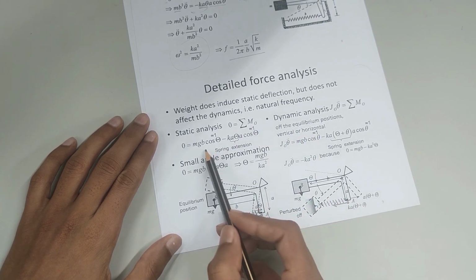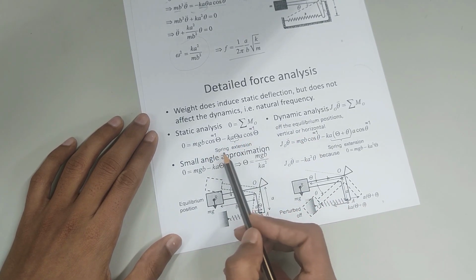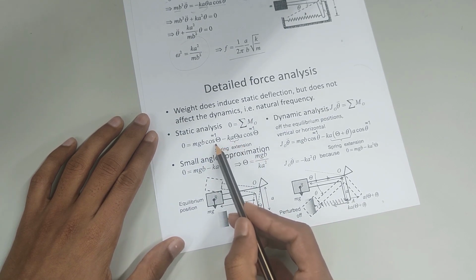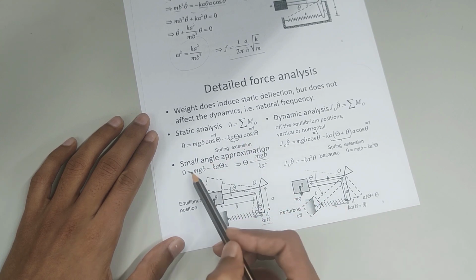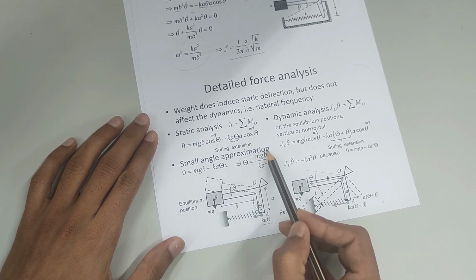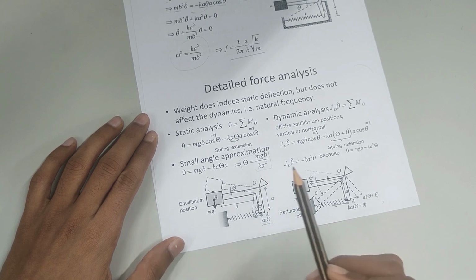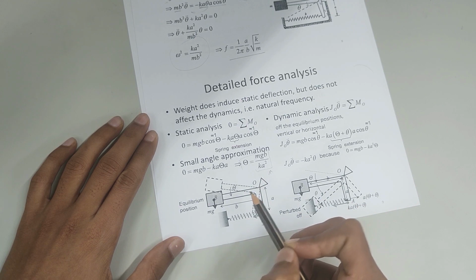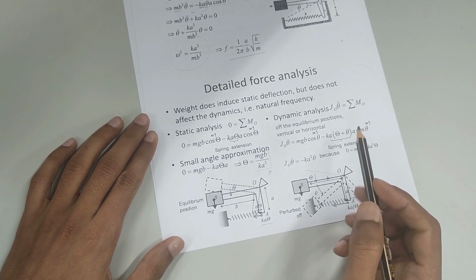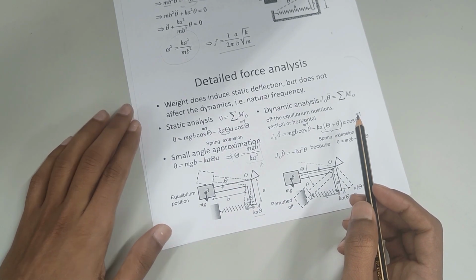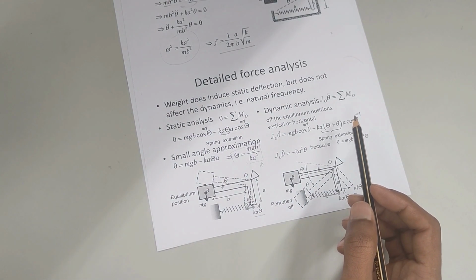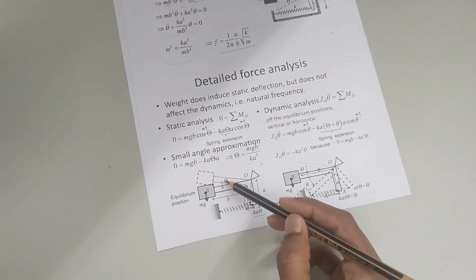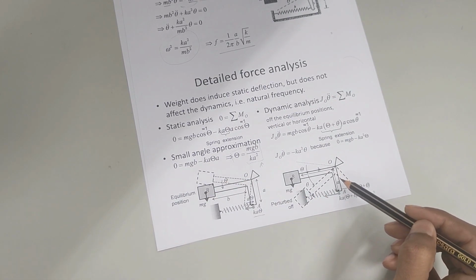So we take the moment about O equal to 0. For a small angle, cos psi is equal to 1. So we will get psi is equal to m g b by k a square. This is for the static analysis, where we get the angle psi. Now we consider the dynamic analysis, where due to the weight, psi plus the angle theta is the deflection.